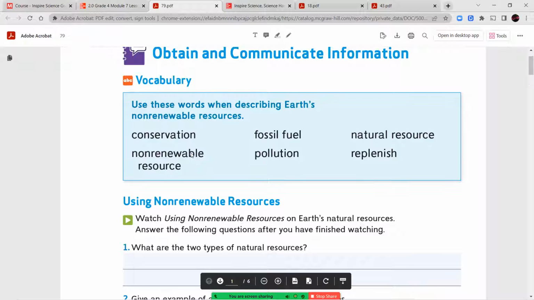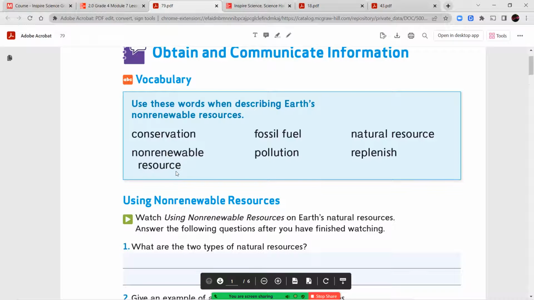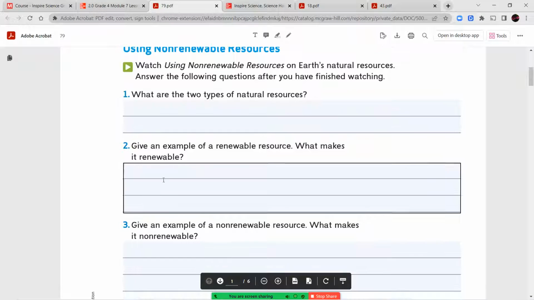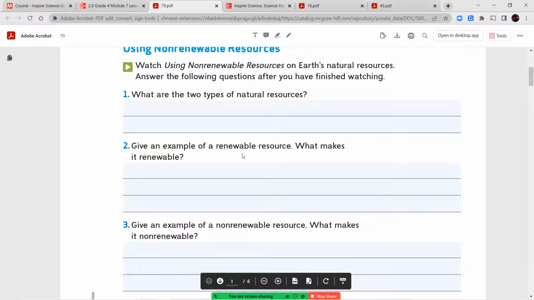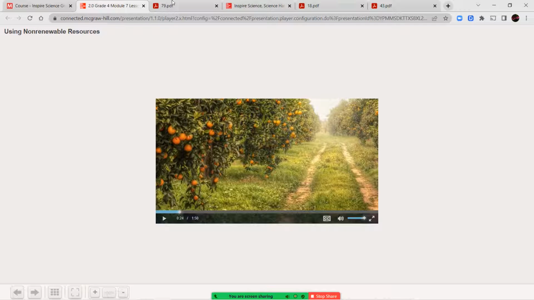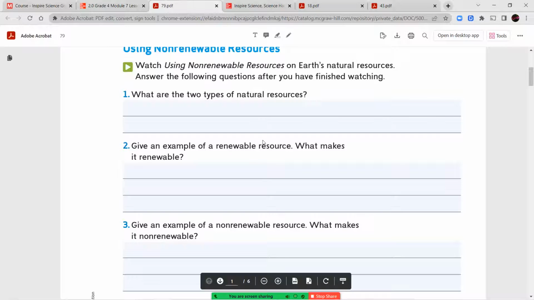And those are, here's non-renewable, right, spelled right at the top of your page. Renewable is just the same thing without the prefix non. So make sure you're spelling them correctly. Give an example of a renewable resource. What makes it renewable? So again, if we go back to the video, look at when they're talking about the crops and the things that can be replanted.